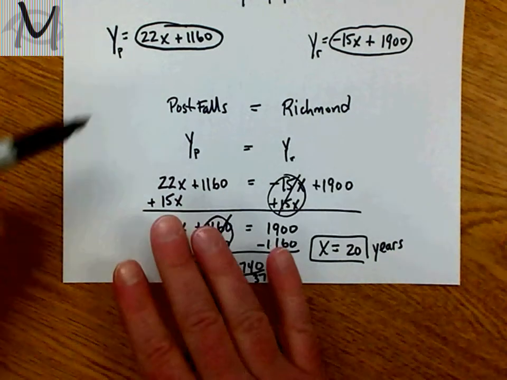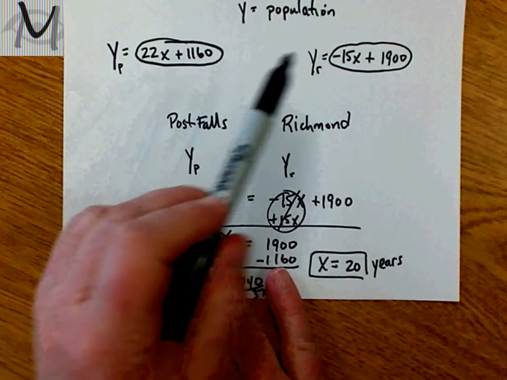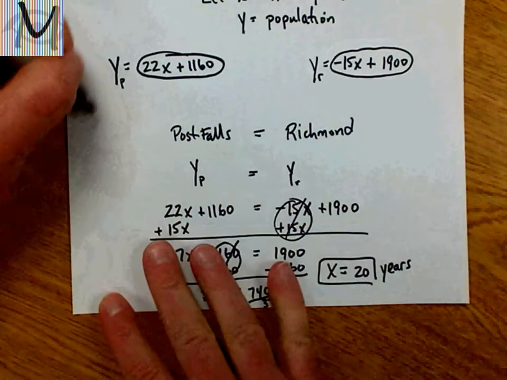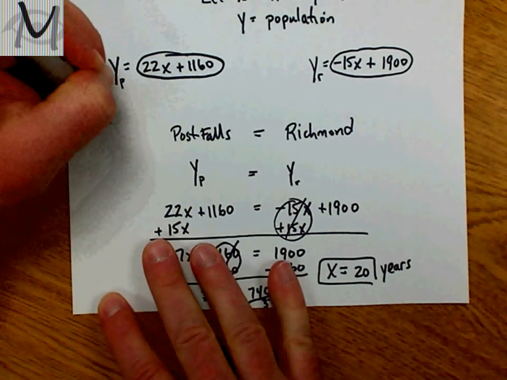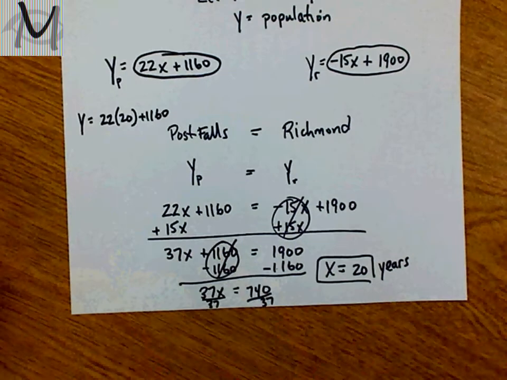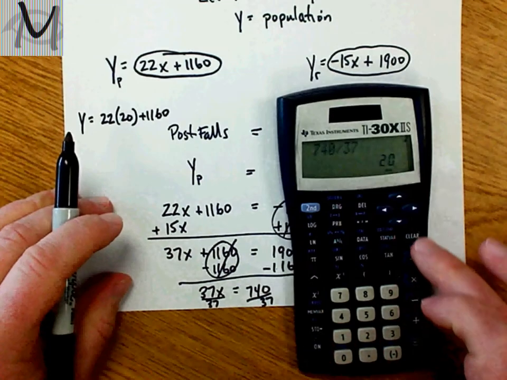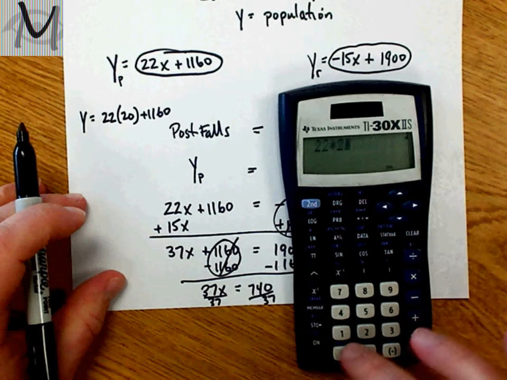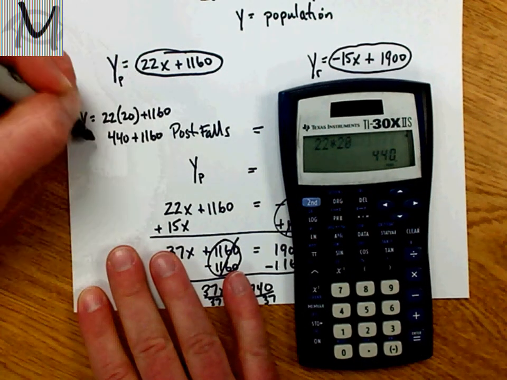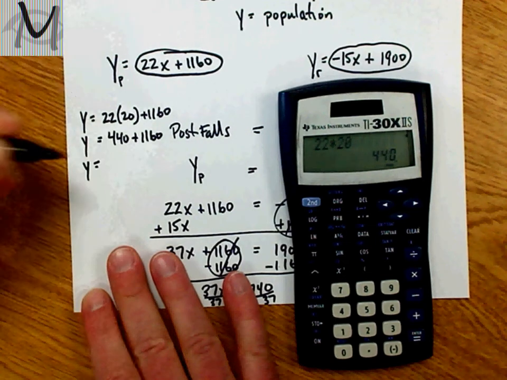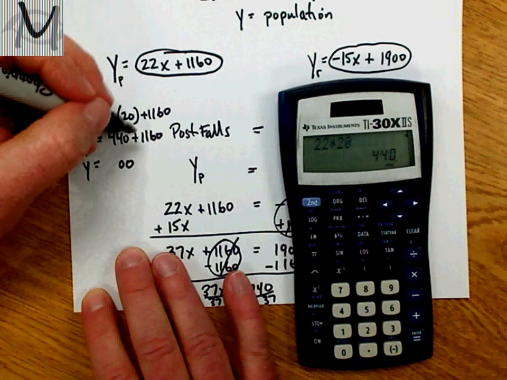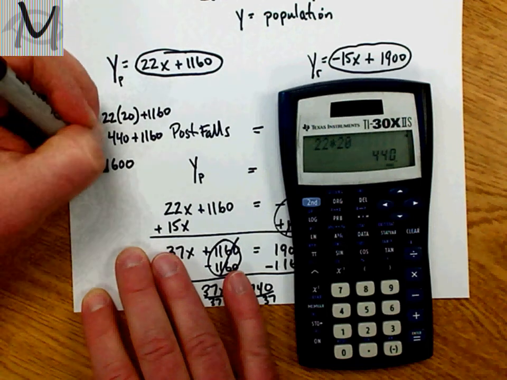I'm going to grab either one of these equations, and I'm going to plug 20 in for x. So up here, y equals 22 times 20 plus 1160. Again, I'm going to go back to my calculator. 22 times 20 is 440 plus 1160. That ends up being 1,600 students.